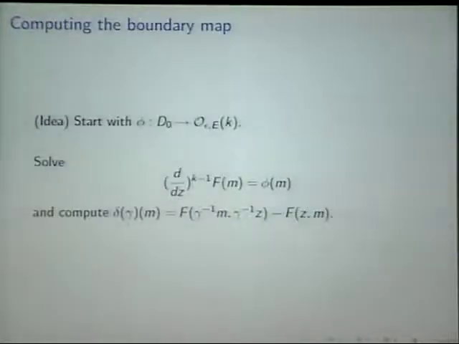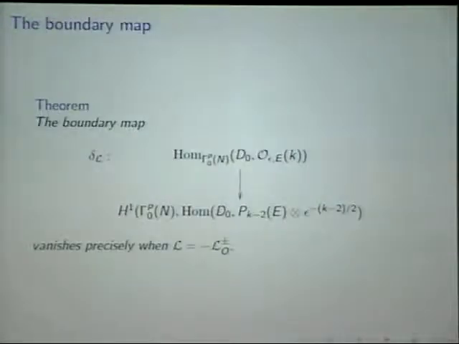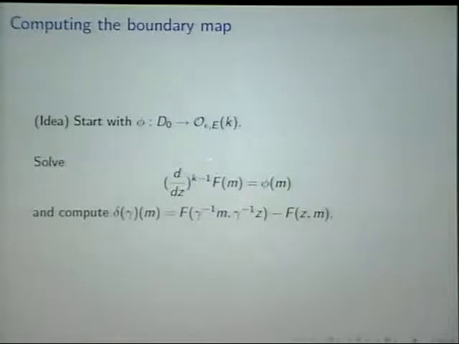So I can just compute this boundary map. Maybe it'll give you some idea of why this might be true, because it's not very complicated. How do you compute the boundary map? Well, you start with a function from the modular symbols into this space of rigid analytic functions, and you integrate it.